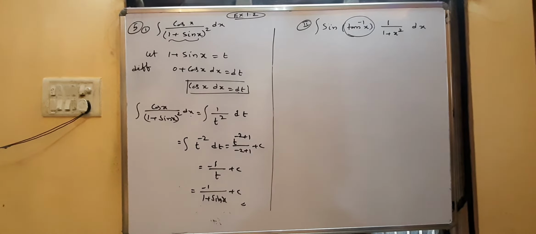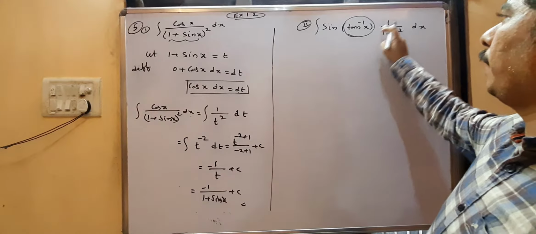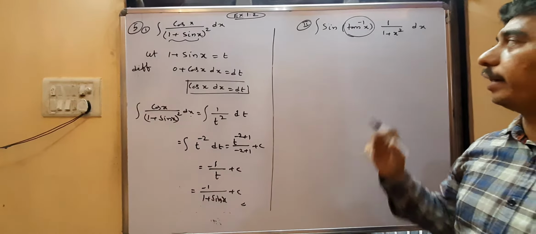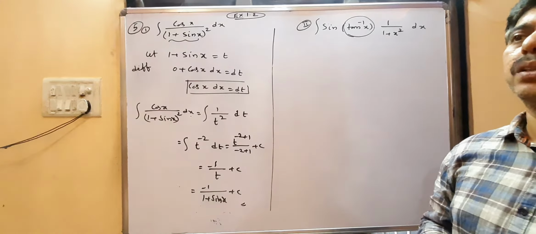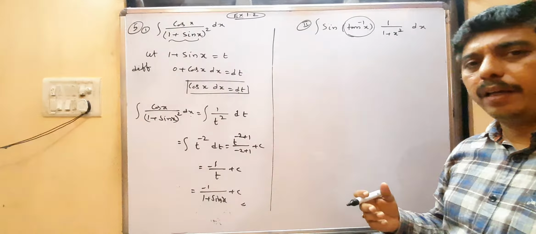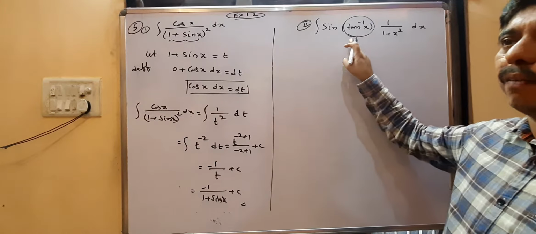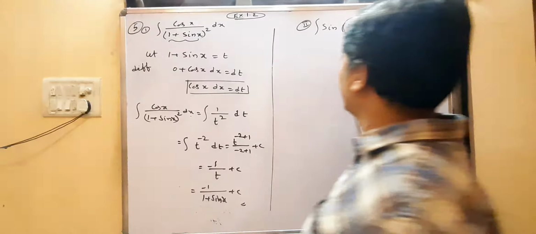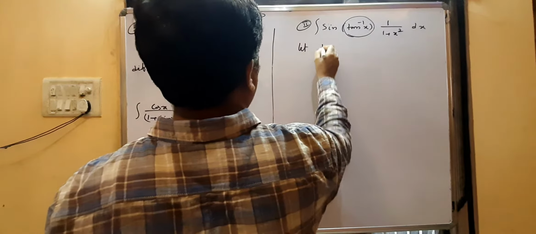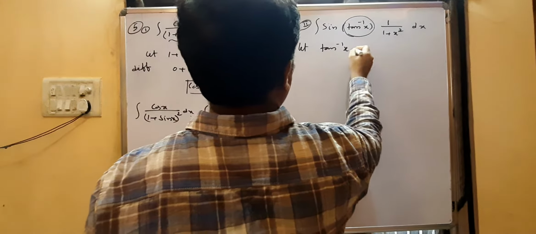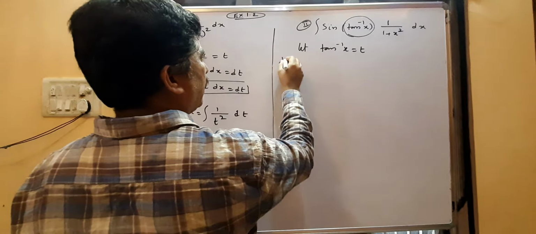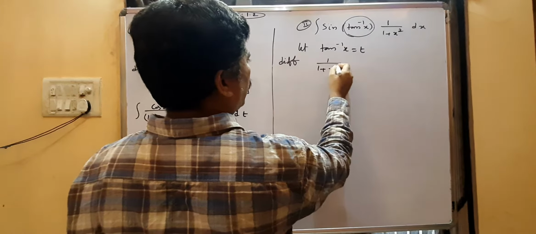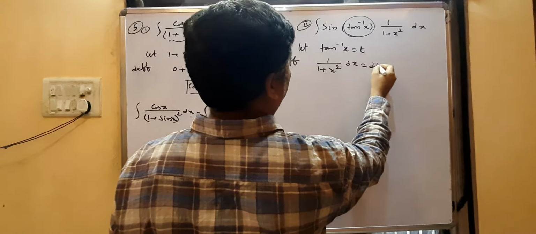Coming to the second bit. Integral of sin of tan inverse x by 1 plus x square dx. They ask me, which value do you have to take as t? We get the standard form. You can think it. Come on, tell. In the angle, what is it now? Very good. In the angle you have tan inverse x. So tan inverse x equal to t. So differentiate it. What is tan inverse x derivative? 1 by 1 plus x square dx equal to dt we will get.